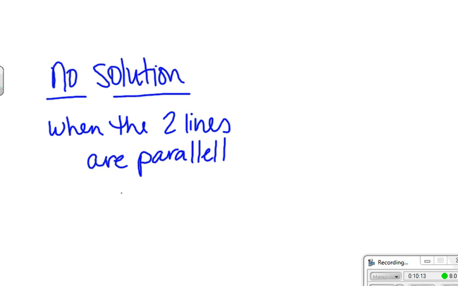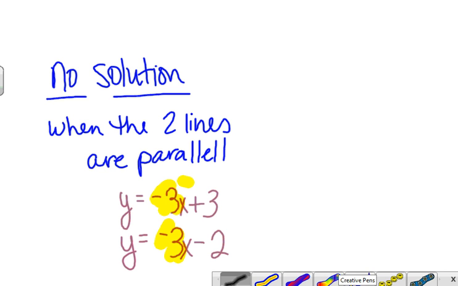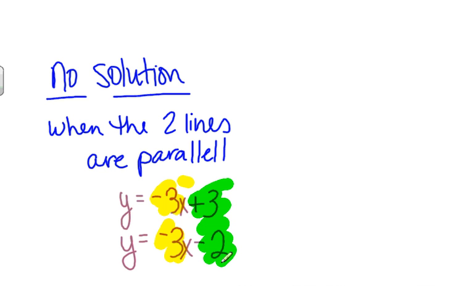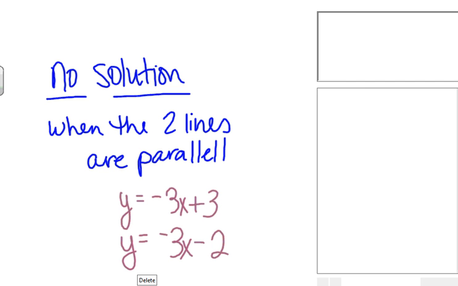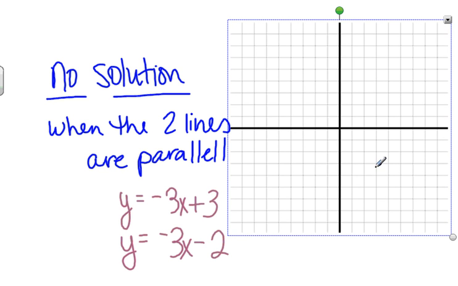An example here would be if we had y equals negative 3x plus 3 and y equals negative 3x minus 2. Notice that they have the same slope. Right here we've got negative 3 and we've got negative 3, but they're not the same line because they have different y-intercepts. So since they have different y-intercepts, they're going to be parallel. I'm going to graph those real quick for you to see. Okay, let's grab a graph.